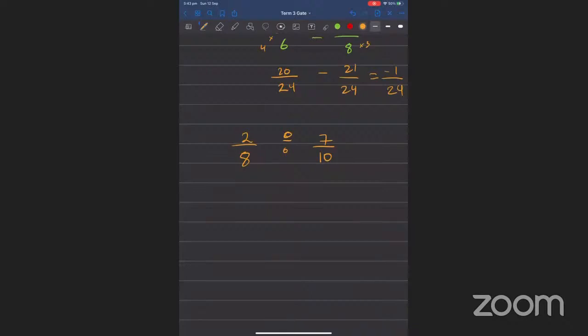Is it 2 over 8 minus 7 out of 10? Nope, it's 2 over 8 divided by 7 over 10. Oh, thank you. You're welcome. Who's asking?